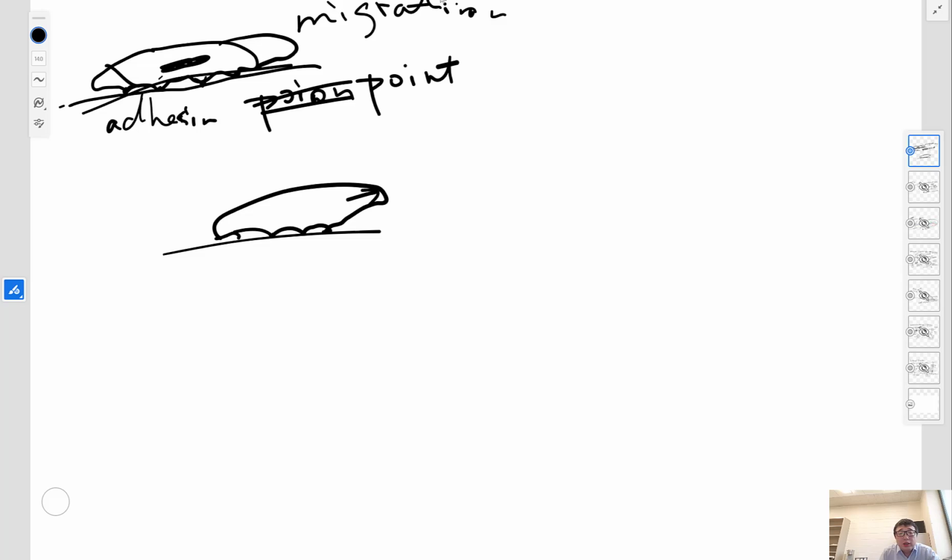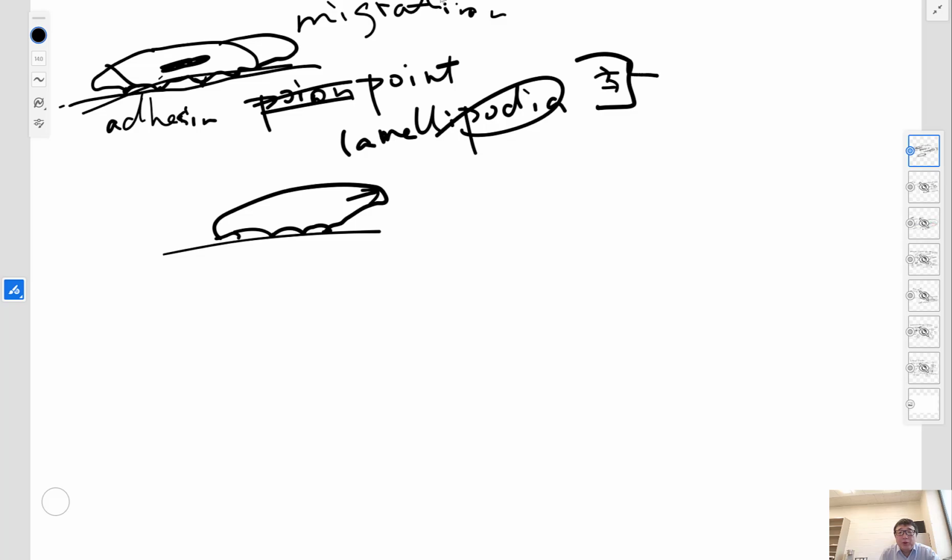This is something going forward, and this is called lamellipodia. I'm not even sure my spelling is correct. The lamellipodia, let's just call it podia. If it's flat, you call it lamellipodia, and if it's just a point, normally on top of it, you call it filopodia. Either way, I think I'll only test podia in this class.